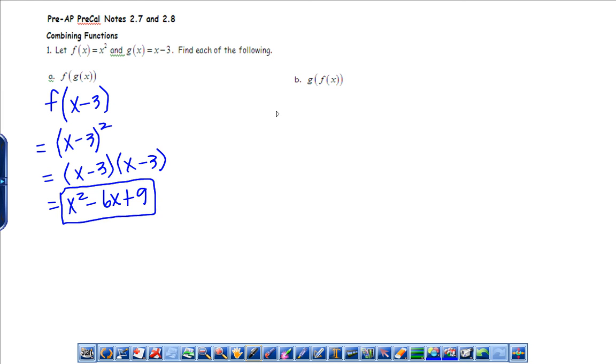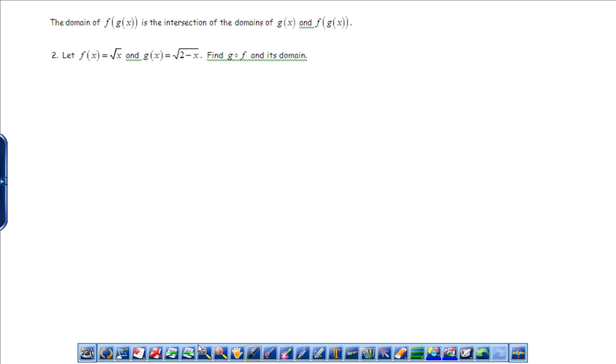Now let's go backwards. And I'm going to say g of f of x. So I'm going to take my g, plug in an f of x right here. So that would be x squared. So now look at your g function, and for every x value, plug in an x squared. So this would be x squared and then minus 3. And it looks like that is your final answer.